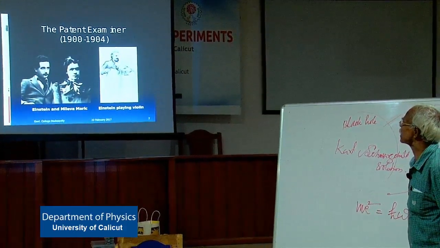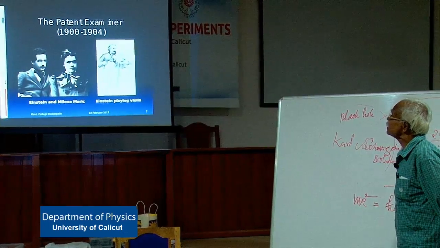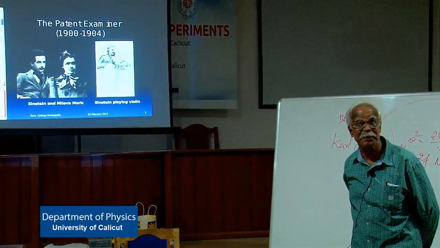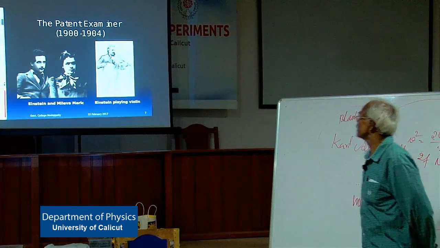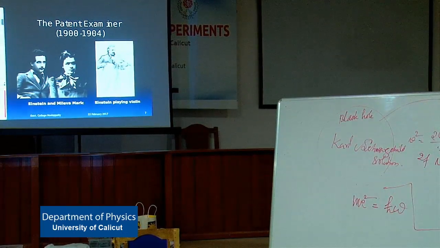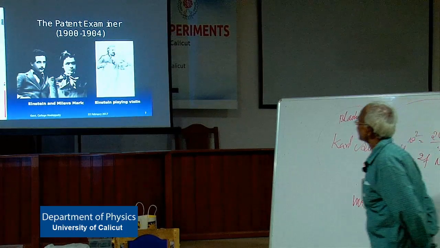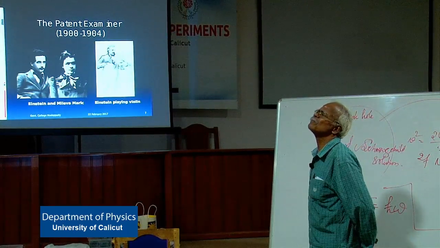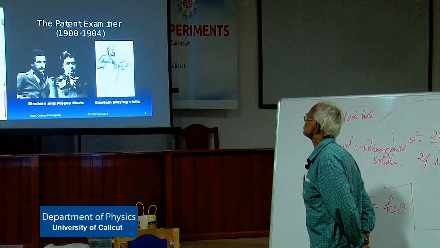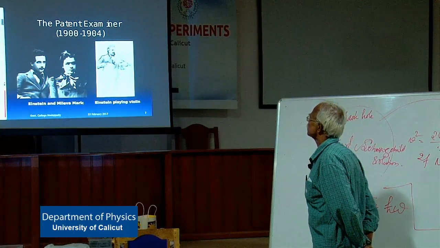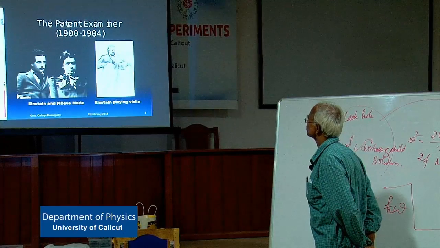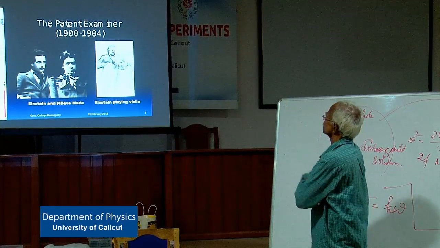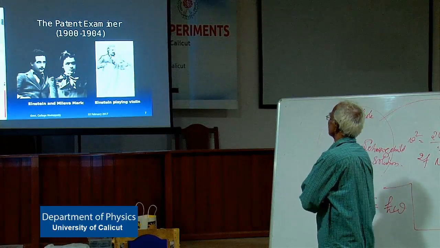Einstein and Mileva Marić. Mileva Marić was the classmate of Einstein, and they had a kind of love marriage. But it seems after some 14 years or so, that marriage was wrecked, and later he married his own second cousin. Okay, I will tell you.